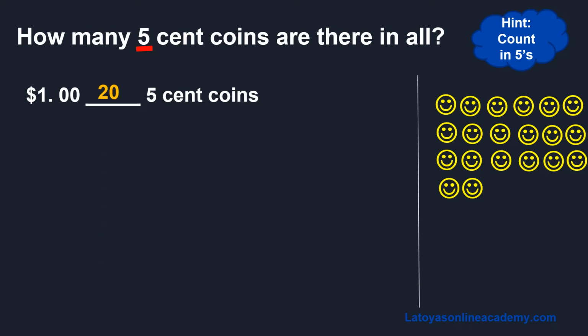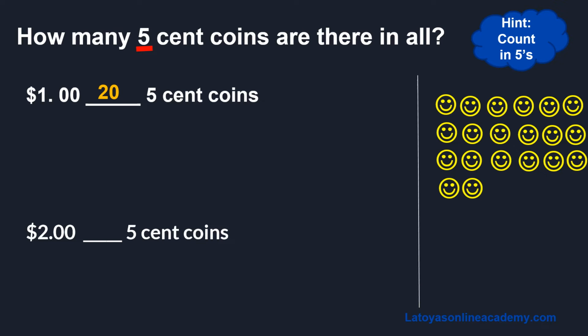So there are a total of 20 5-cent coins in $1. This is very important to remember. However, if you ever forget, you can simply check it again. So there are 20 5-cent coins in $1.